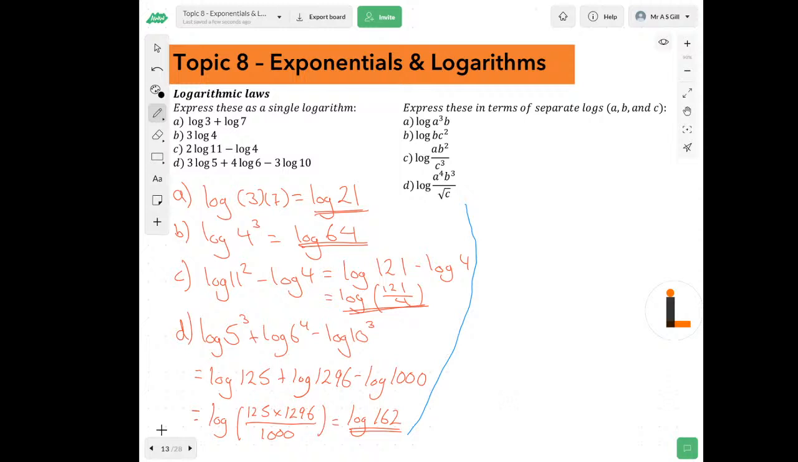Josh, yes, for part D, really good question. We must do it in the order that we've done here. So we're going to do the 125 multiplied by the 1296 first before we do that divide by 1000. Really good question there. And that is because we just do it in the order it's presented.